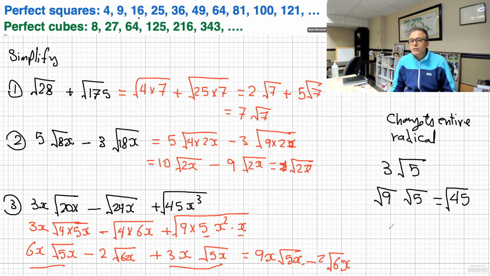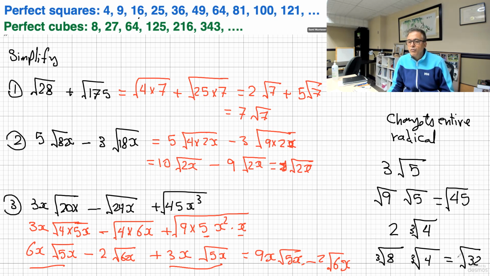If it was cube root, so let's say 2 cube root of 4, and they want you to change that into an entire radical, then you say 2 is the same as the cube root of 8. So you could change the 2 to cube root of 8. And then you still have the cube root of 4, and then you multiply that and you get cube root of 32. So that's how you change from mixed radical to entire radical.